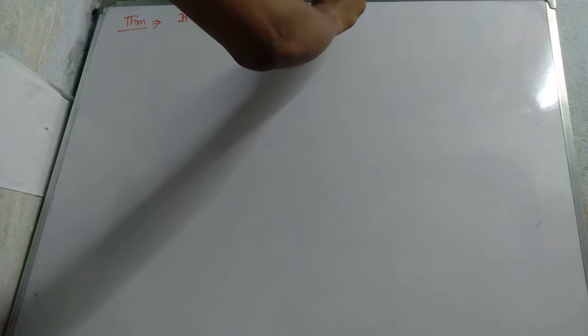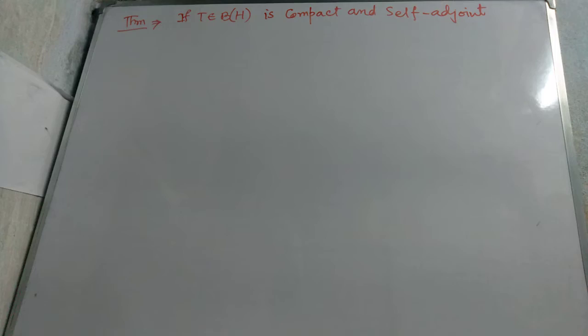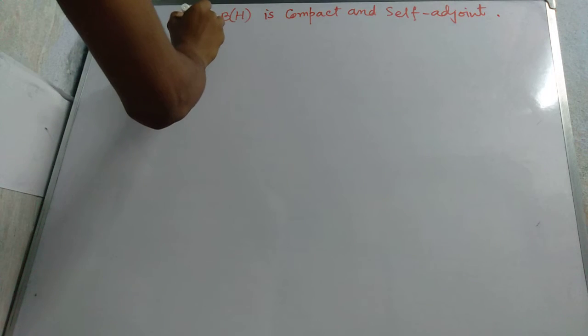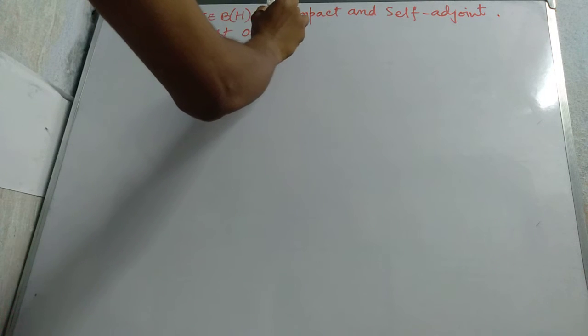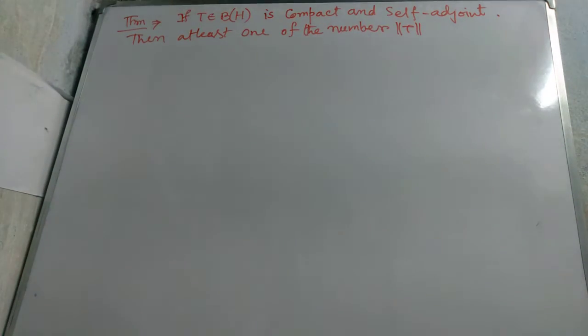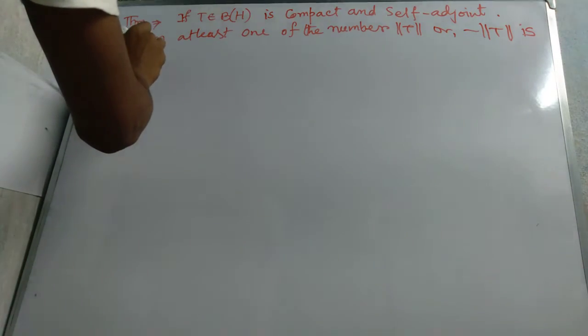We write this theorem here. If T belonging to B(H), a bounded linear operator from H to H, is compact and self-adjoint, then at least one of the numbers norm T or minus norm T is an eigenvalue.